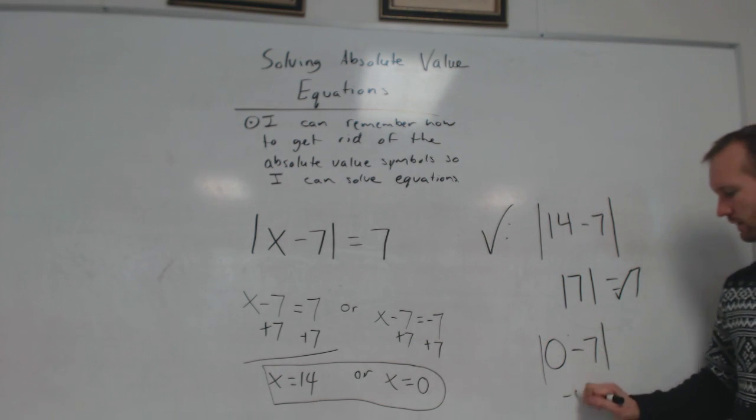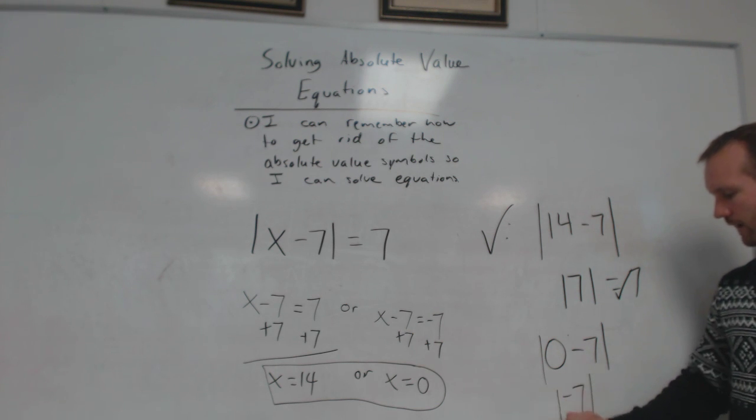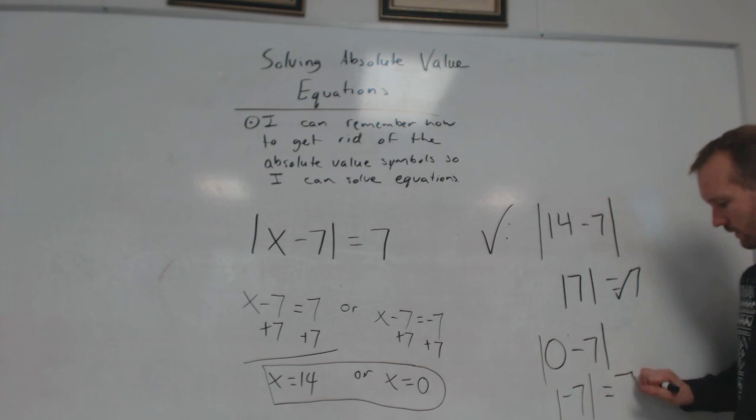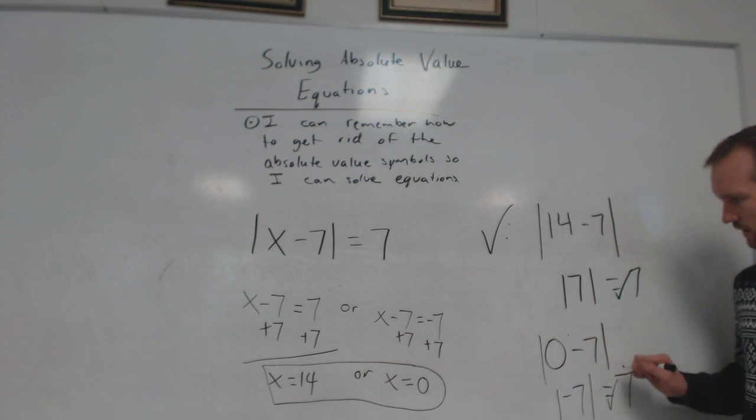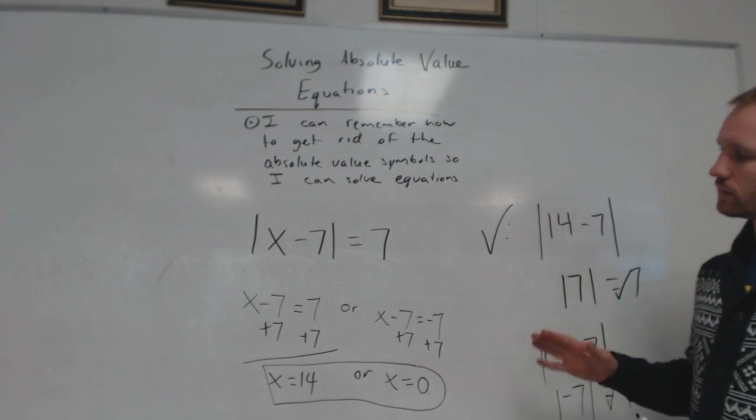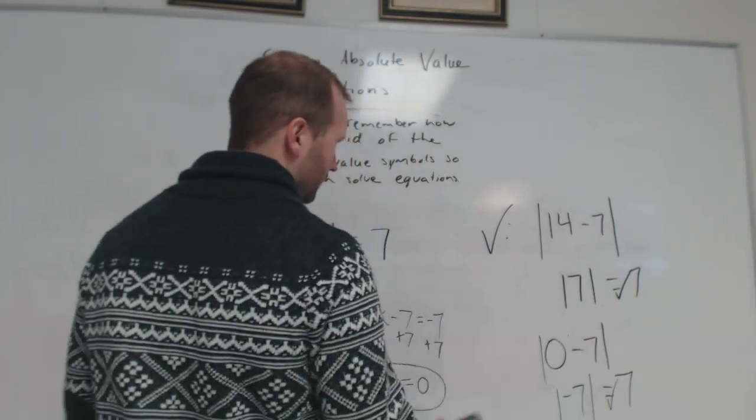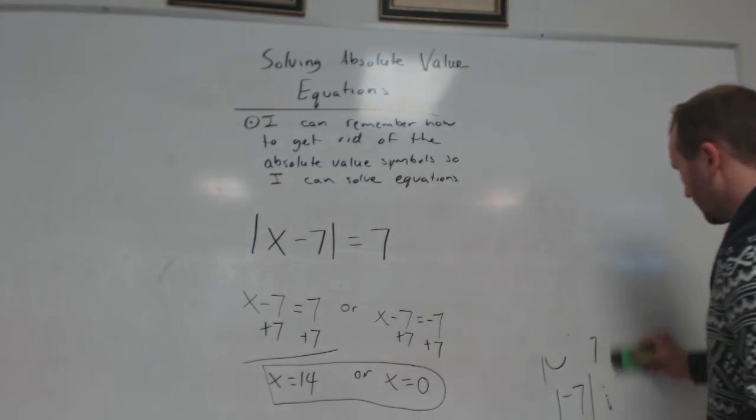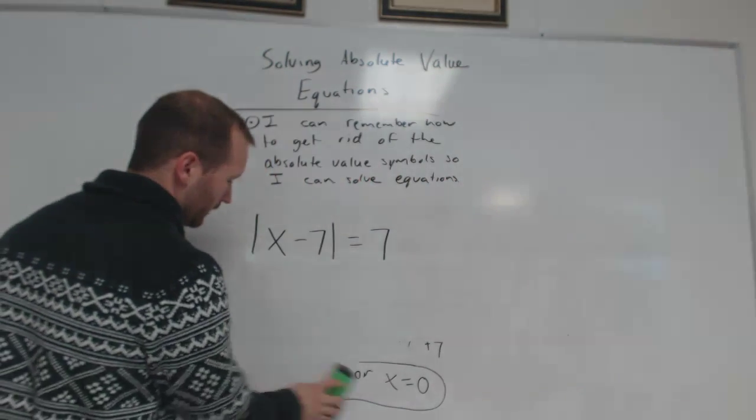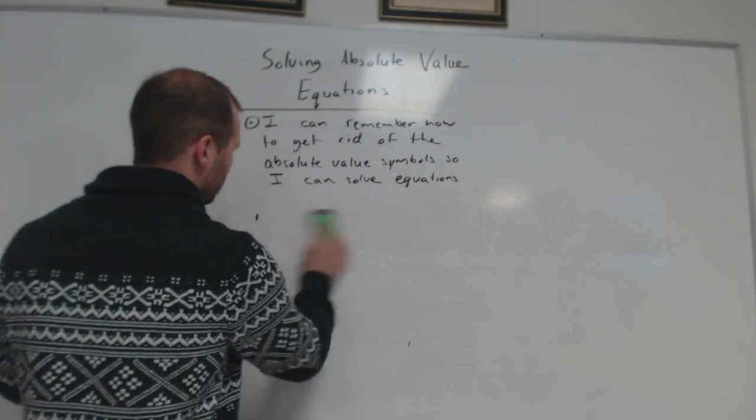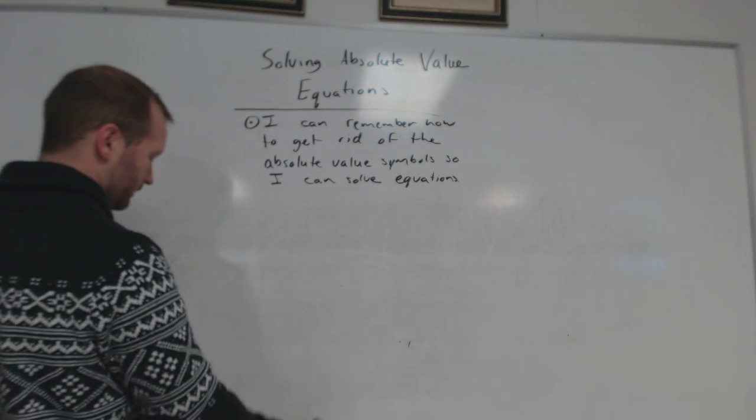0 minus 7, oh, that's just negative 7. And the absolute value of negative 7 is also 7. So that one also checked out. This really does work. I want you guys to always remember that you can check your work when you're solving equations. Alright.